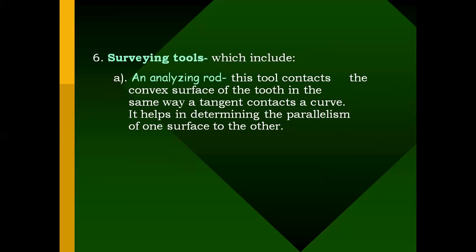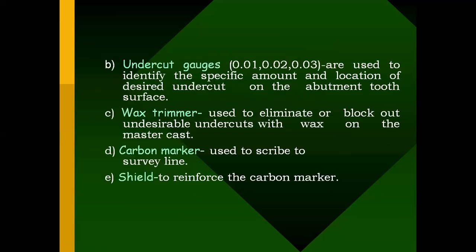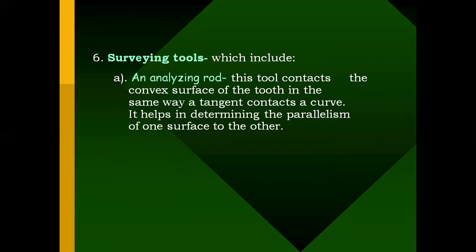Surveying tools include an analyzing rod, undercut gauges, wax trimmer, carbon marker, and shield. An analyzing rod is the tool that contacts the convex surface of the tooth in same way a tangent contacts a curve. It helps in determining the parallelism of one surface to the other.